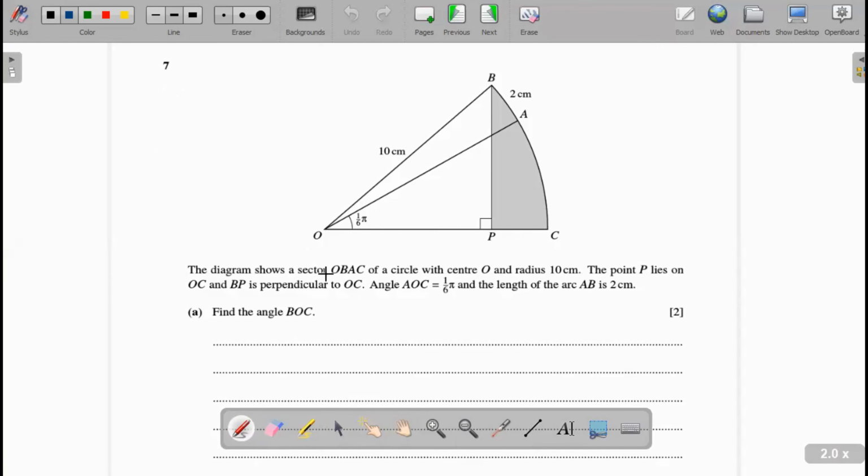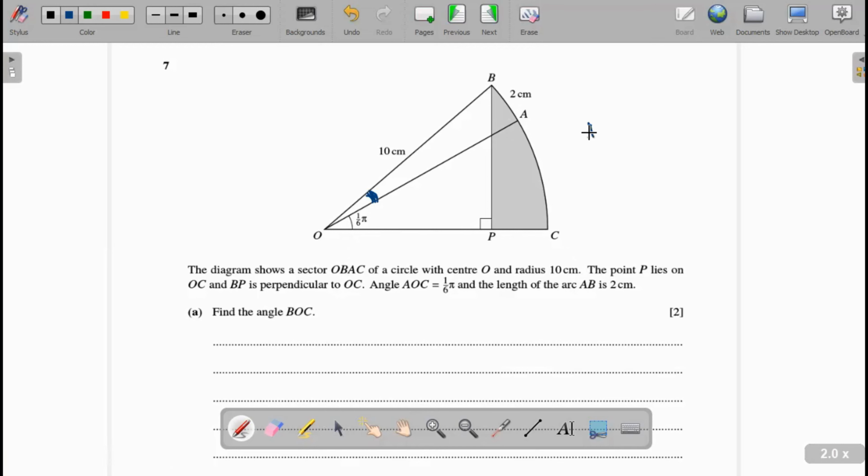Question 7. The diagram shows a sector OBAC of a circle with center O and radius 10 centimeters. The point P lies on OC and BP is perpendicular to OC.